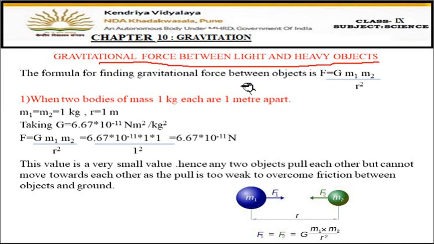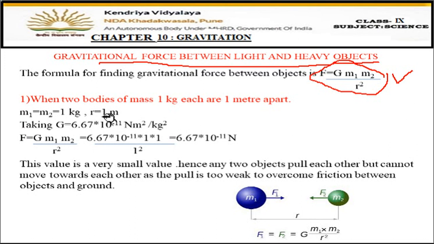In yesterday's video, we have seen that gravitational force is the force of attraction between any two objects in the universe. And the formula was F is equal to G m1 m2 upon r squared, where m1 is the mass of the first body, m2 is the mass of the second body in which the force of attraction is present, r is the distance between the first and the second body, and G is the gravitational constant. So this is the formula for finding the gravitational force between any two objects present in the universe.